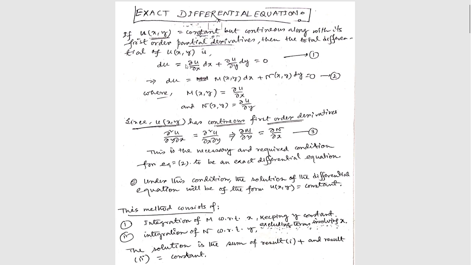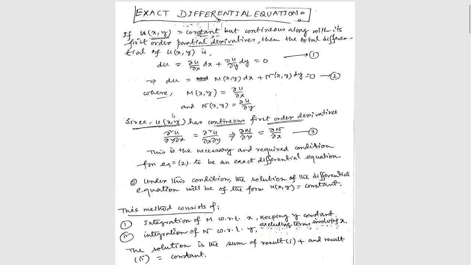So du can be written as ∂u/∂x into dx plus ∂u/∂y into dy, which is equal to 0. This is equation number 1. Now this equation can be written as equation number 2, that is du = M(x,y) dx + N(x,y) dy = 0, where M(x,y) = ∂u/∂x and N(x,y) = ∂u/∂y.